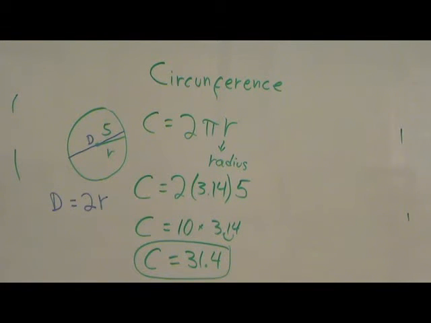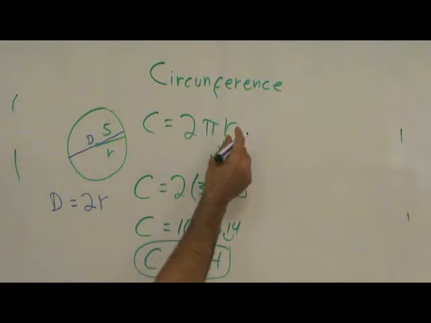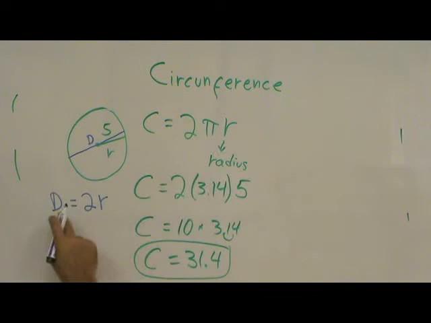So this formula that we have here, we can change it. Changing 2R by D, you would have C equal pi times D. And that's another formula that we can use. C equal pi times D.